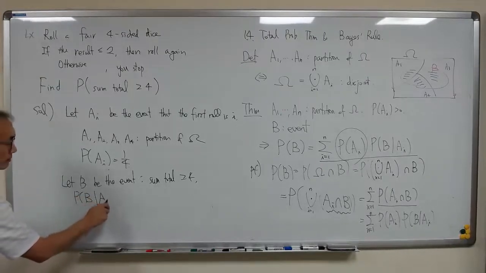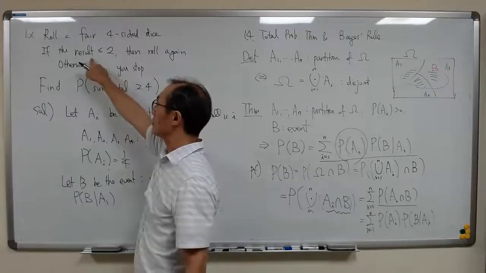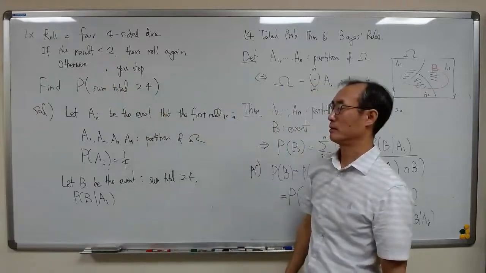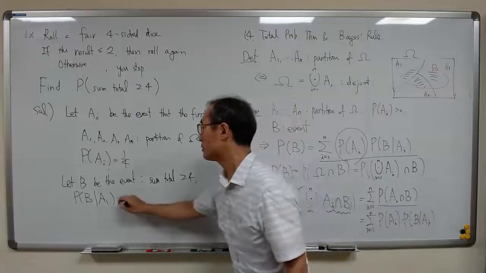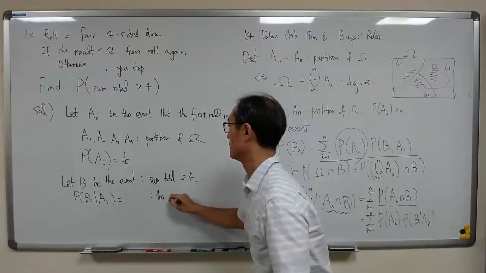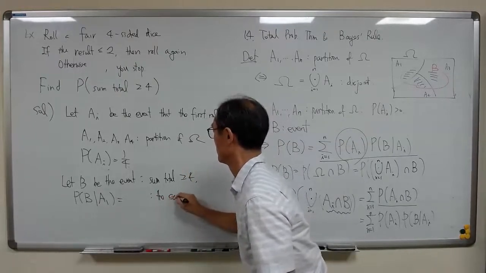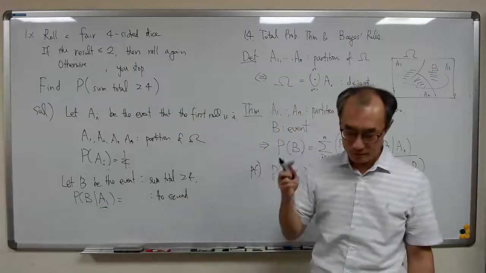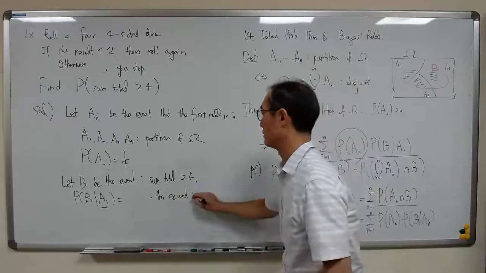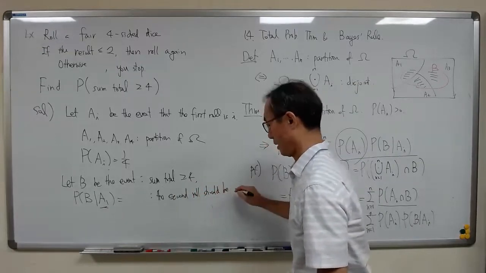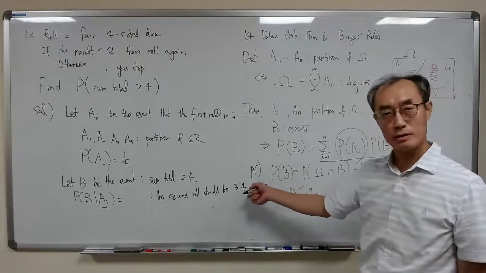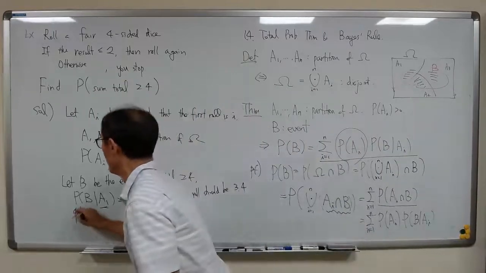So what's the probability of B given A1? So the first roll, the result is number 1. Since it is less than or equal to 2, you're going to roll it again. Then what's the probability that the total sum is greater than or equal to 4? Which means the second roll. So the condition is this one: the result of the first roll is simply 1. And to get the total sum greater than or equal to 4, the second roll should be either 3 or 4.